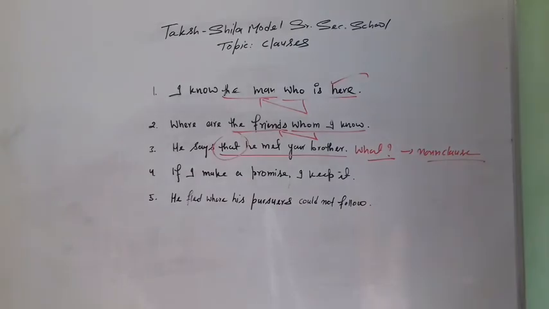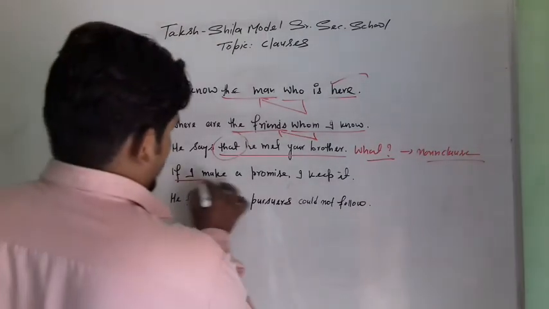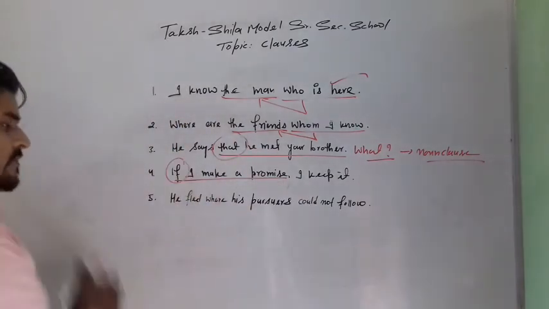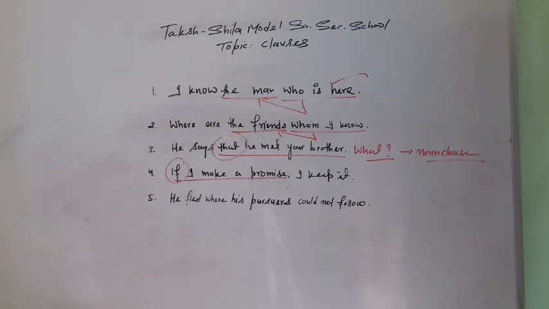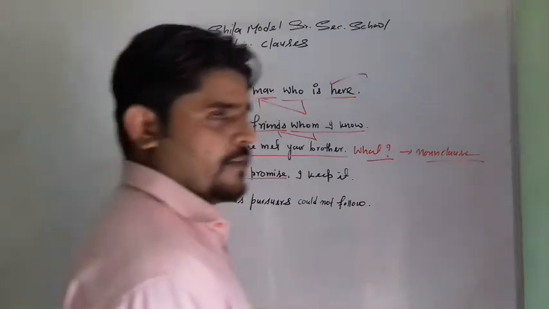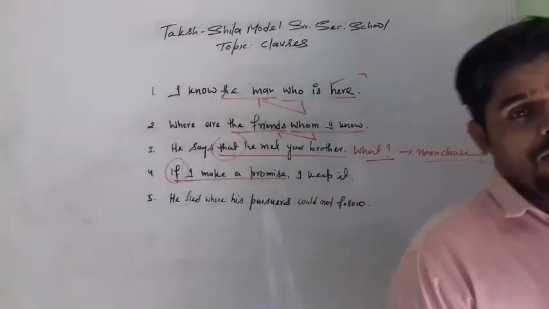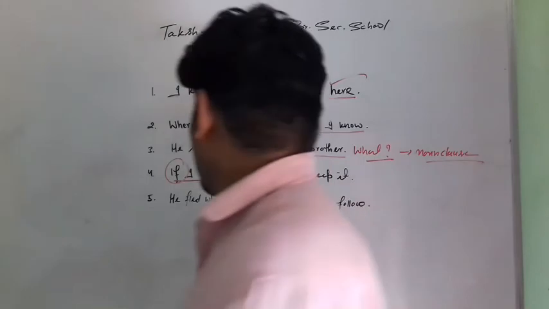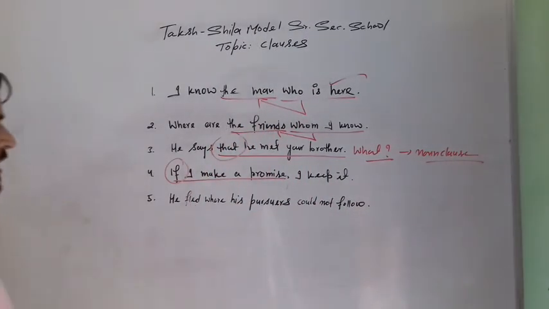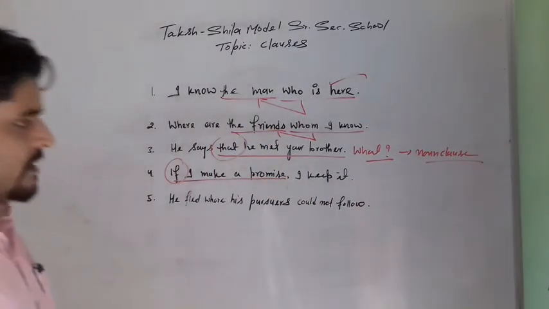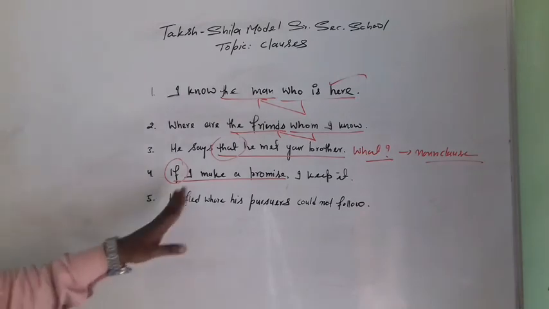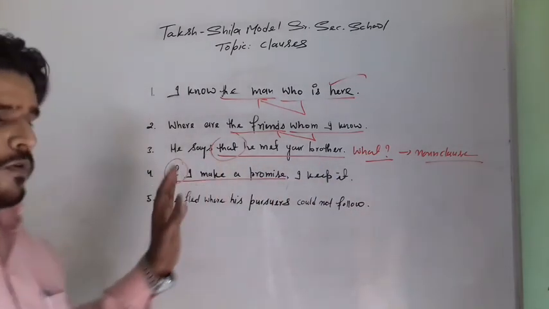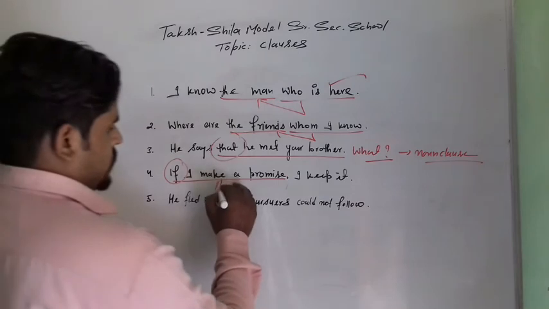So let us now move on to example number four. If I make a promise, I keep it. Here, if I make a promise is the clause. Why? Because it begins with the conjunction if. Right, a sentence which begins with the conjunction if is actually called an adverb clause of condition. So what is the condition? Only if I make a promise, I keep it. This is an adverb clause of condition. So this is an adverb clause, right?